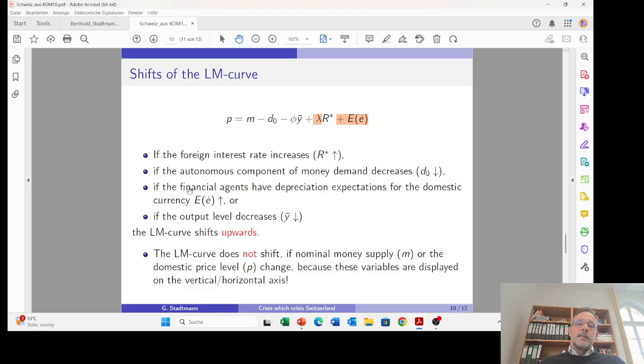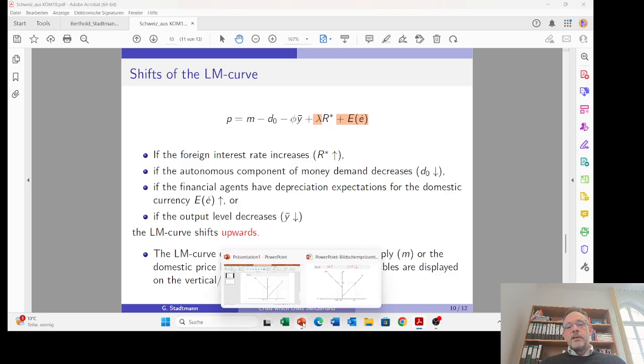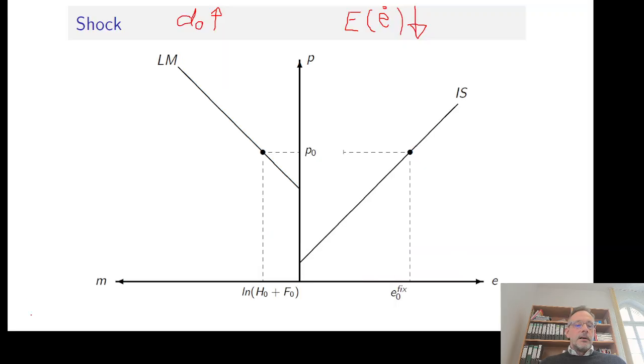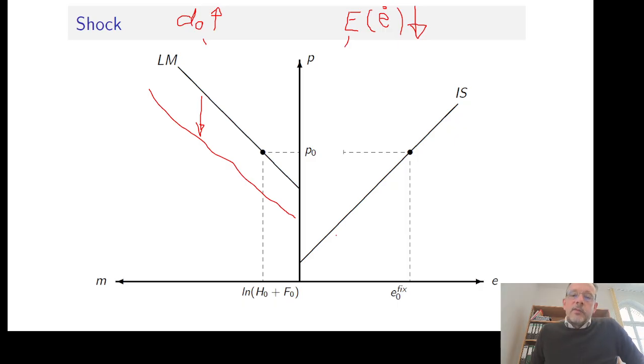And here it also says if the financial agents have depreciation expectations for the domestic currency, then the LM curve shifts upwards. So in our case, there are appreciation expectations for the Swiss franc, and therefore the LM curve shifts downwards. So also here the LM curve shifts downwards in case that this or that shock occurs, and then the analysis will be, of course, identical compared to the analysis we have seen before.